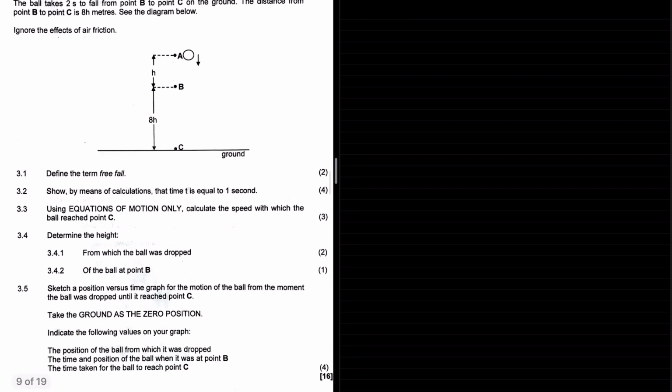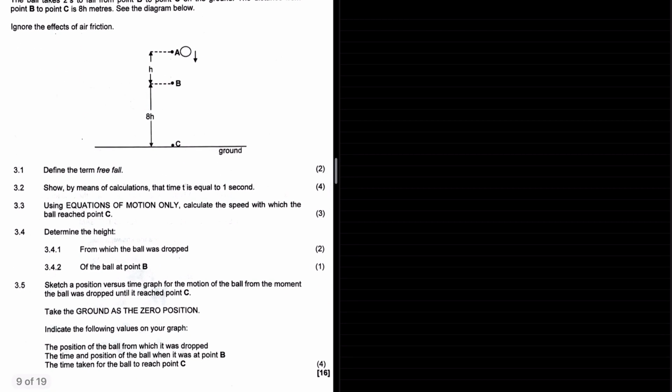Let's go on to question 3.2. Show by means of calculations that time t is equal to 1 second. So to solve this question, I'm going to start with A to B.